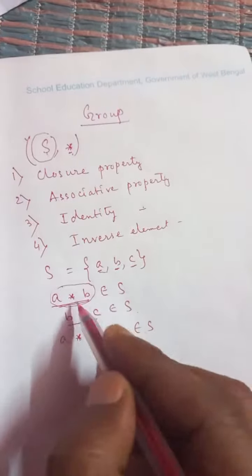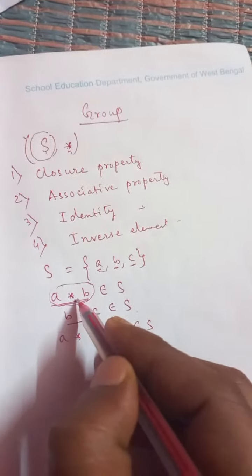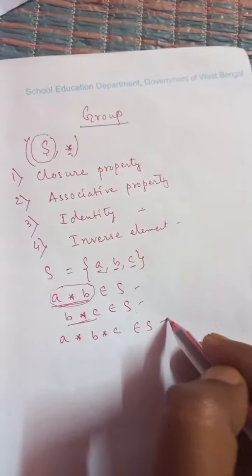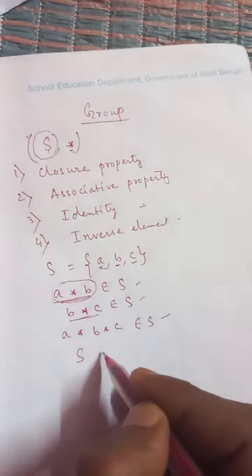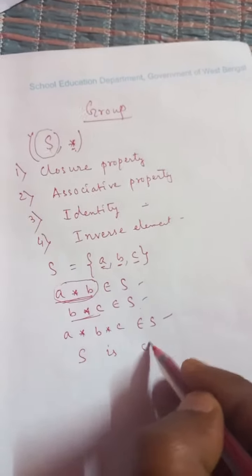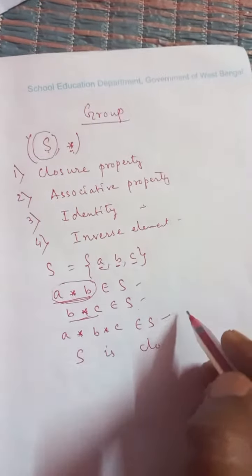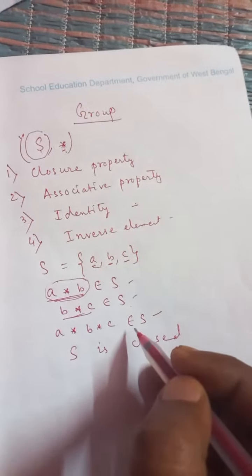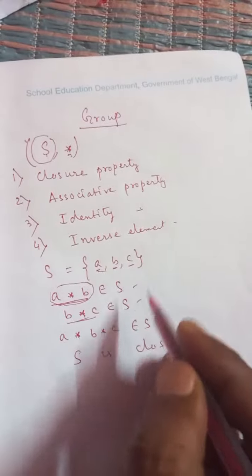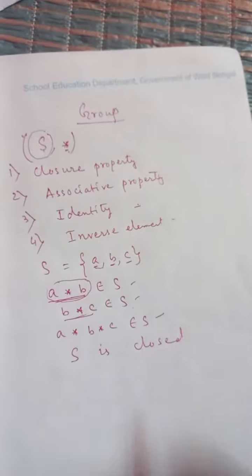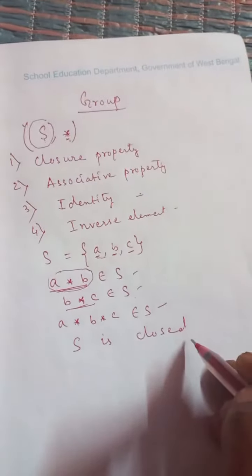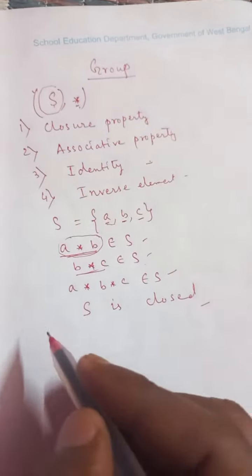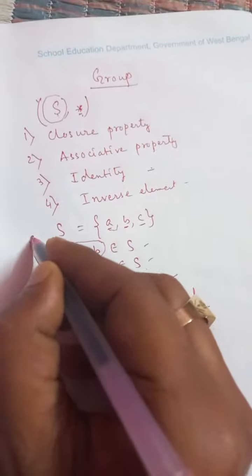If under this binary operation star all these results belong to the set S, then we can say that S is closed under this binary operation star. So if this is satisfied, the set satisfies the closure property. This is operation 1, this is property 1.